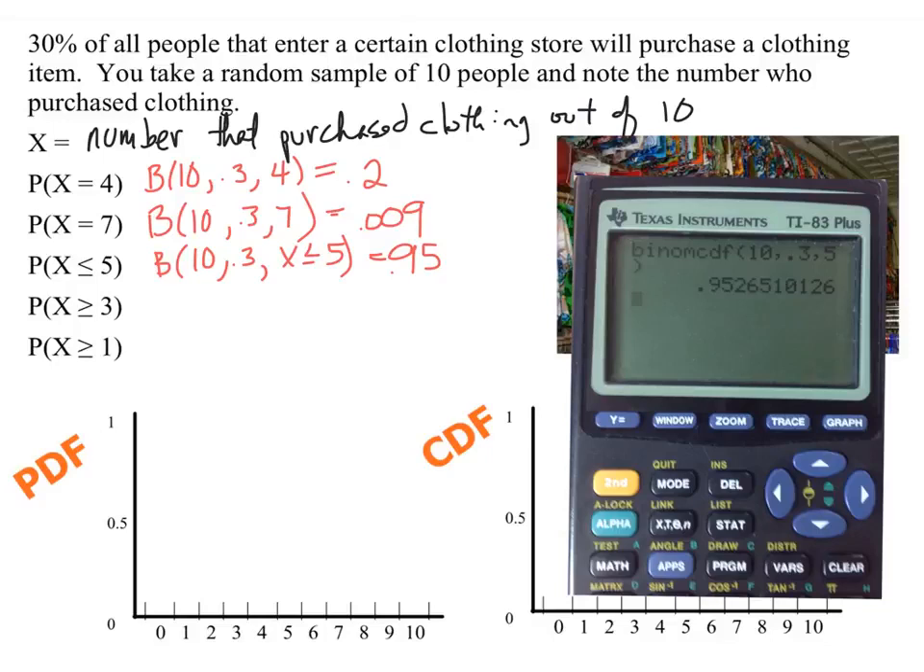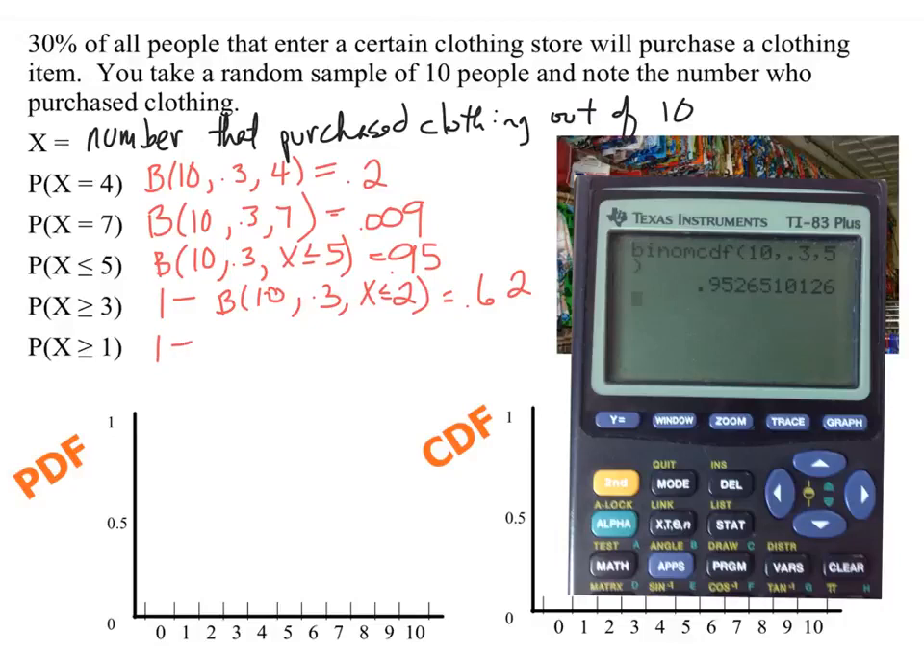Now, the probability that x is greater than or equal to 3, here's what I'm going to do. I'm going to do a binomial again, 10, 0.3. I'm going to say that x is less than or equal to 2, and I'm going to subtract this from 1. Okay? So that way, I'm using complements. I'm adding up the probability of 0, 1, and 2, and then I'm subtracting that from 1. I get 0.62.